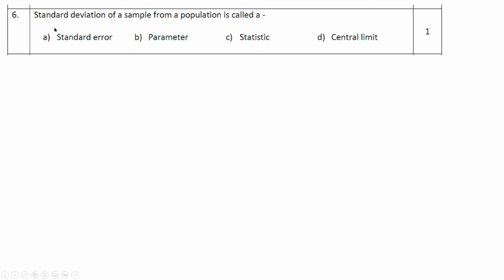Next question, standard deviation of a sample from a population is called standard error, parameter, statistic, or central limit. Here it is given standard deviation of a sample. So, all those values corresponding to the sample are called statistic. So, if we have the mean of the sample or standard deviation of the sample or proportion of the sample, all those represent statistic. On the other hand, if we have values corresponding to the population, then it is called parameter. Here we have standard deviation of a sample. So it is statistic.